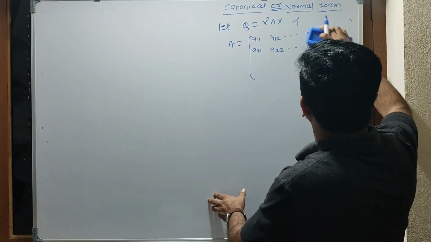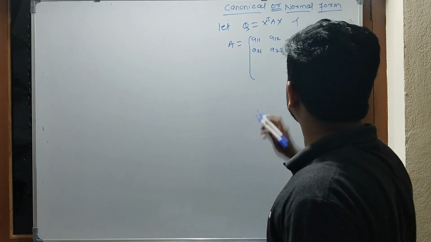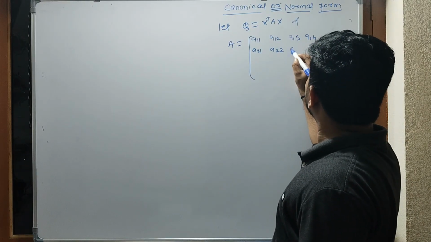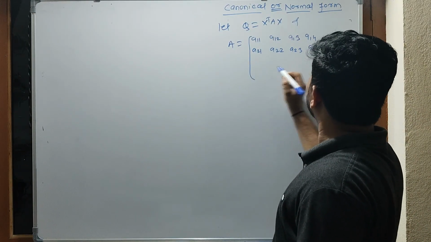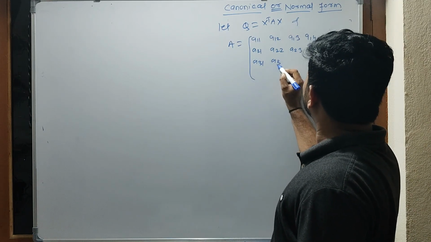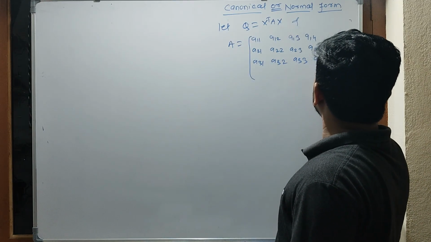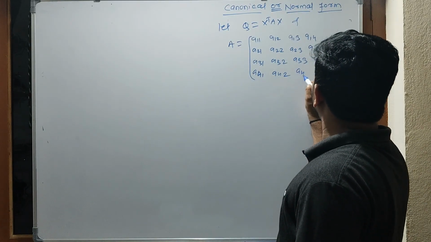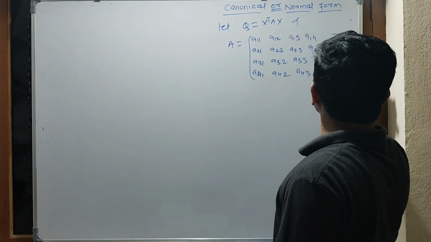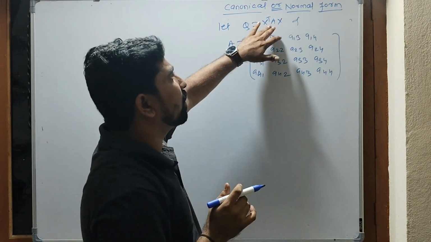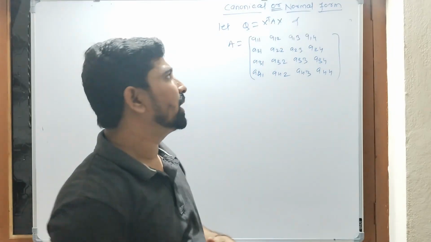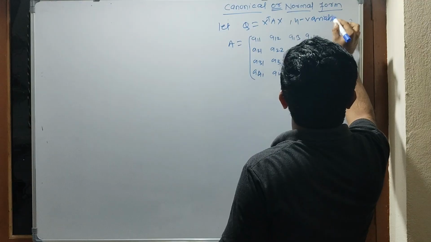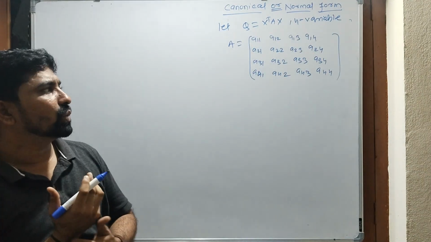Just for understanding purposes, I will write a 4 cross 4 matrix: A11, A12, A13, A14, A21, A22, A23, A24, A31, A32, A33, A34, A41, A42, A43, A44. Let's say this is the matrix corresponding to this quadratic form in 4 unknowns, that is 4 variables: x1, x2, x3, x4.